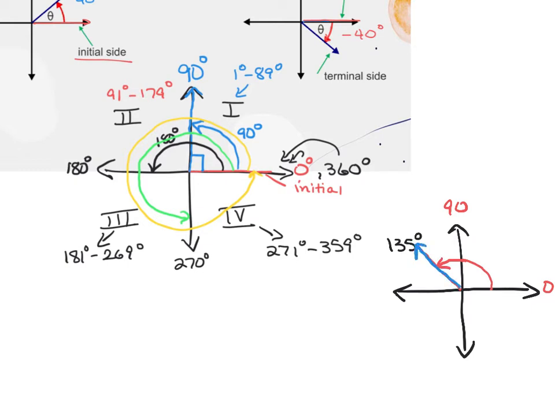So this is the initial side where I start, and the blue is the terminal side where my angle stops. So this would be 135 degrees here. And again, you're going to approximate this where you think maybe half of the 90 is, which would be the 45.